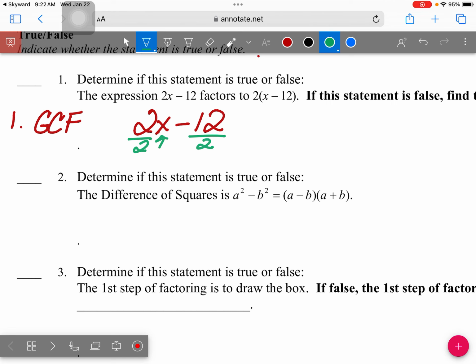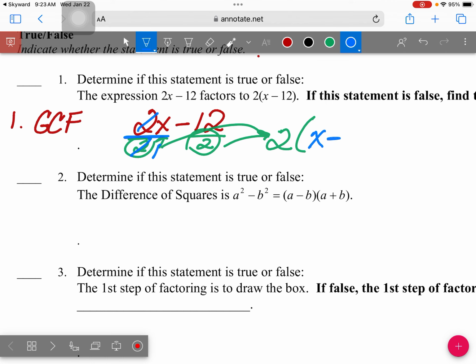Then you check out any variables that you have. Here I have an x. I don't have an x next to it. So I can't have a greatest common factor with an x. So 2 is what you bring out in front as that greatest common factor. Okay? And then you put the parentheses and you say, by dividing those terms by 2, 2 divided by 2 simplifies to 1, and x divided by 1 is just x. It's what you have left, okay?